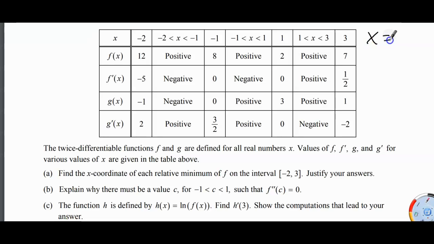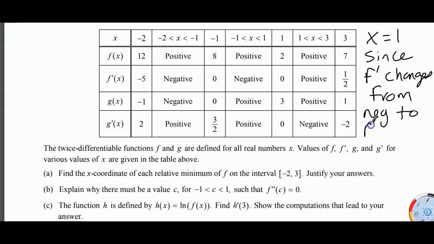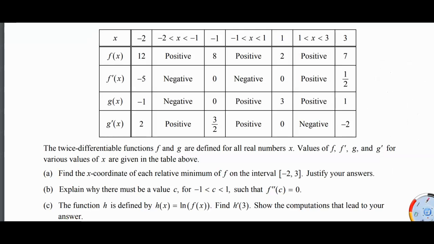So the answer would be x equals 1 since f prime changes from negative to positive at that point. Okay? So, pretty straightforward, pretty simple. Let's go ahead and move on to yet another question.